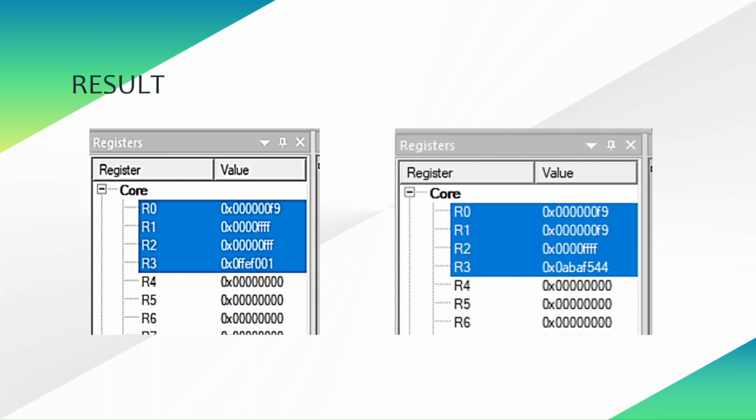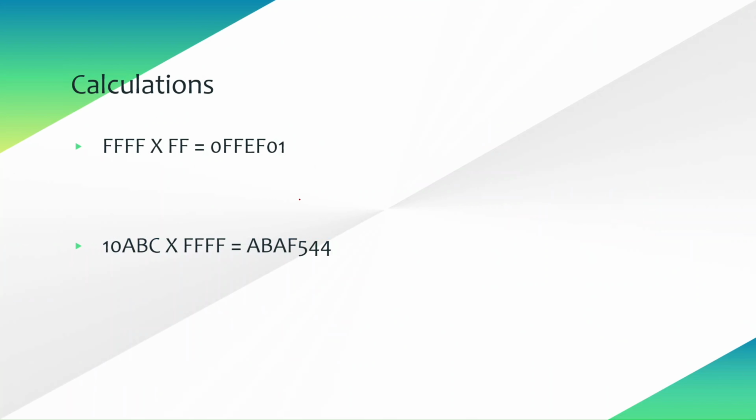Coming to the result, here I have taken two different values. R1 I have taken as FFFF and R2 as FFF. The multiplied result is stored in R3, which is FFEF001. The same way, F9 and FFFF are taken and multiplied, and the result saved in the R3 register is ABAF59. You can use your calculator to calculate the result. The next one is the calculation part: I want you to perform these two multiplications and post the result. What is the result?